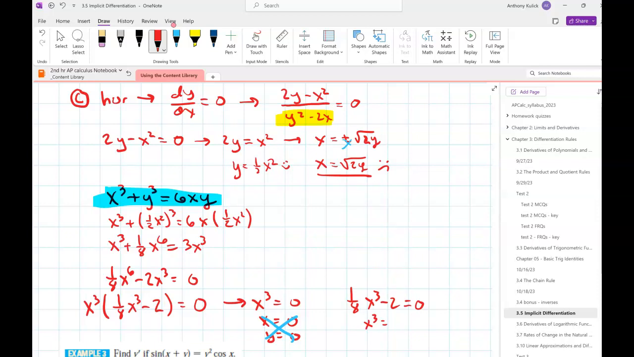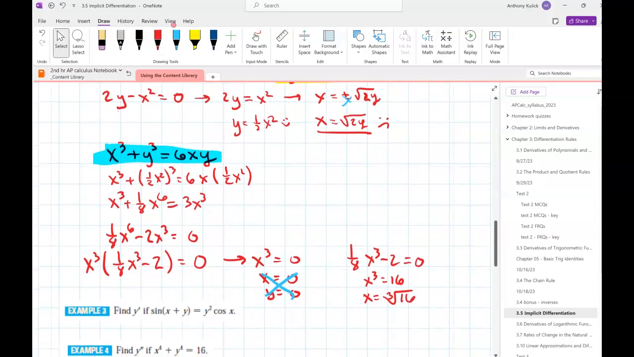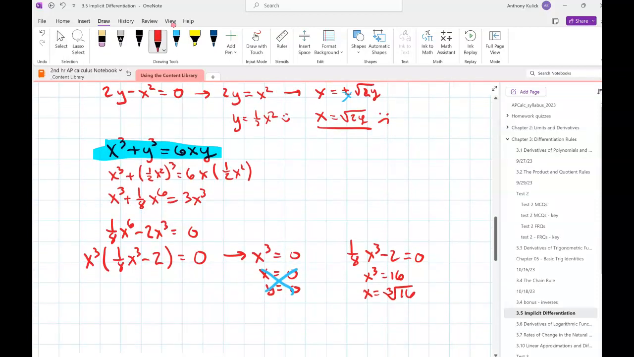So add 2 over, that's 2, and then I multiply by 8. So that's 16. So the cube root of 16 looks good, right? The y then is going to be what? It's going to be 16 plus y cubed equals 6x, not x, 6 cube root 16 times y.